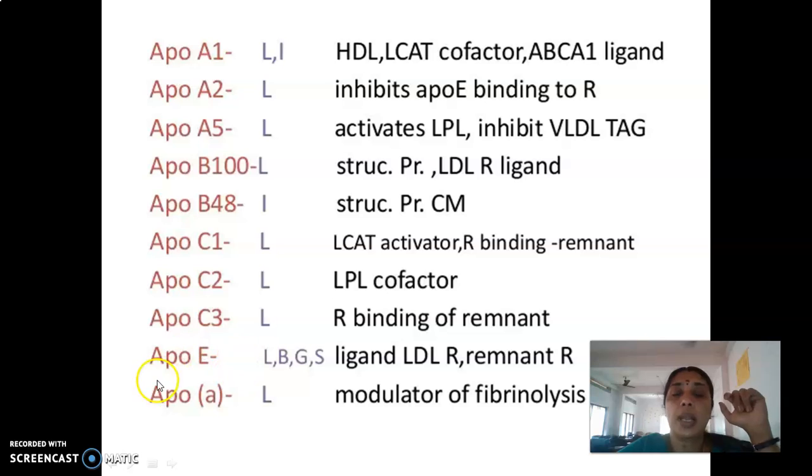Then Apo(a). What is Apo(a)? It is to be taught separately. See, I have written all the others in capital letters, but this one is known as apolipoprotein(a). It is written in small letters. It is otherwise known as the little rascal. Why is it known as little rascal? Rascal means a mischievous or naughty person, right?